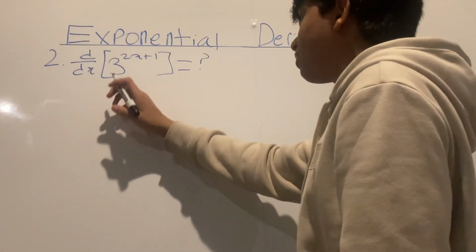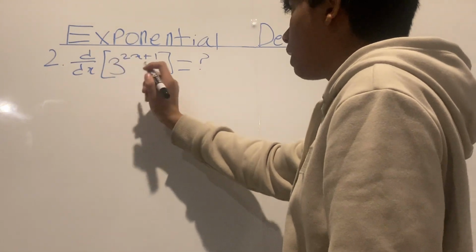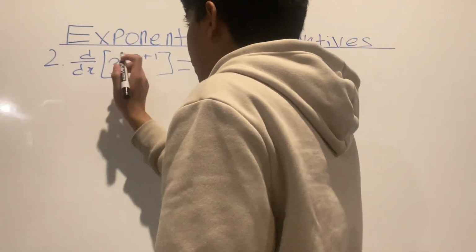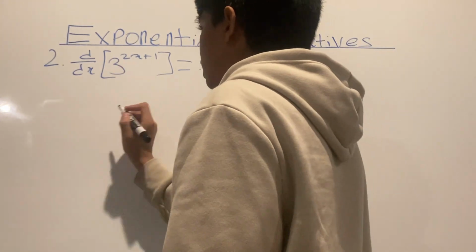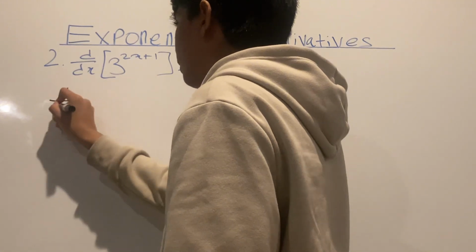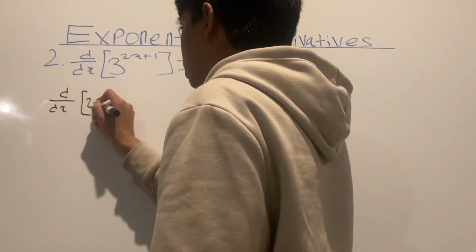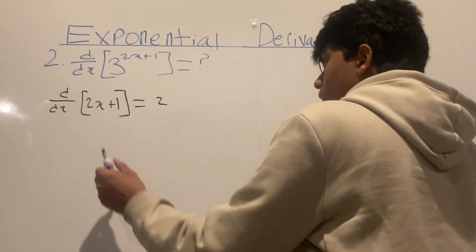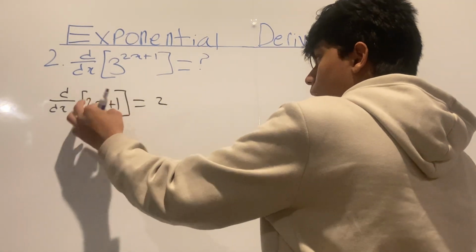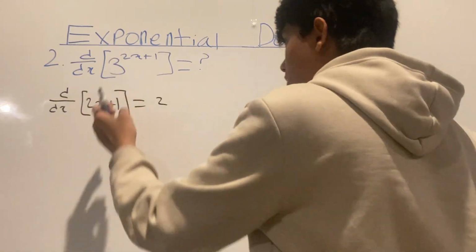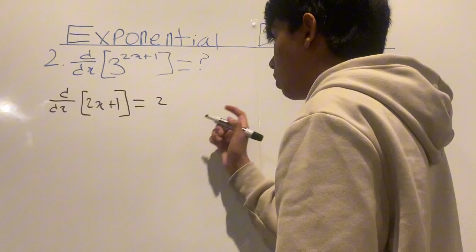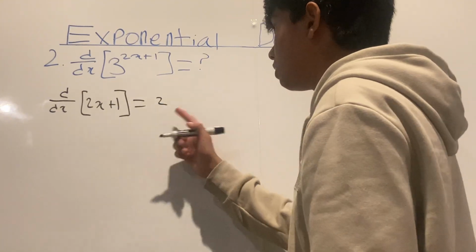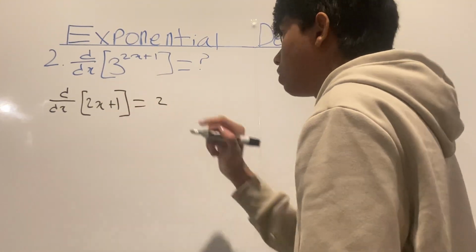Okay, next one we have is find the derivative of 3 to the 2x plus 1. So the first step we're going to do is find the derivative of the exponent. So the derivative of the exponent, 2x plus 1, is just 2, because just by using the power rule, this is 1 and it brings down, so it's 2, and the x to the power 1 minus 1 is x to the 0, which is 1. So 2, and since this is just a constant, it's just going to be 0. The derivative of any constant is just 0, so the derivative of the exponent is just 2.